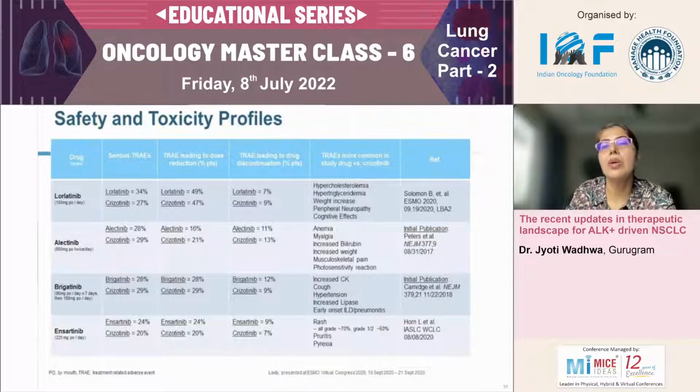So we have come a long way in terms of treatment of lung cancer and ALK positive non-small cell lung cancer, which many patients we earlier used to lose because of CNS disease are now getting saved for longer and longer with the use of drugs like alectinib and lorlatinib.